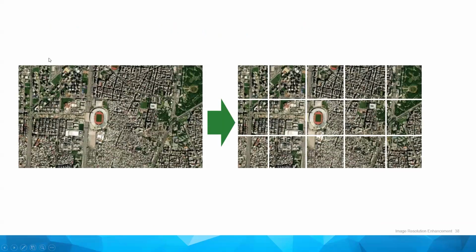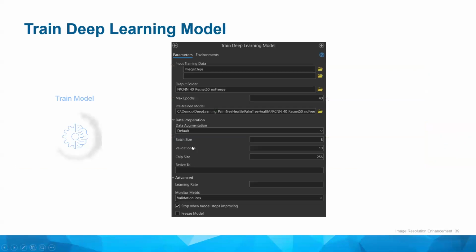Okay, after running this tool, before running this tool, you will have this image, the entire satellite image that you have. The tool will cut it into equal-sized pieces. Now to the other tool, which is training the deep learning model.